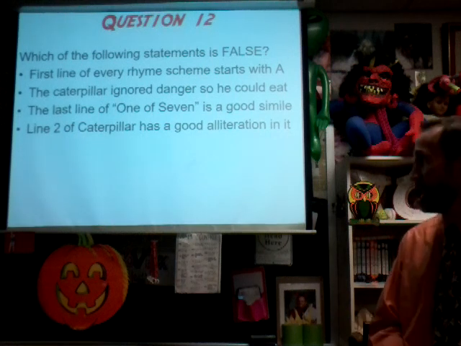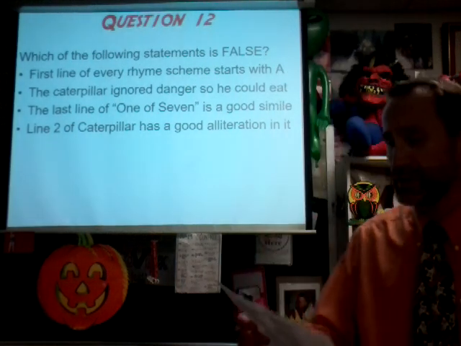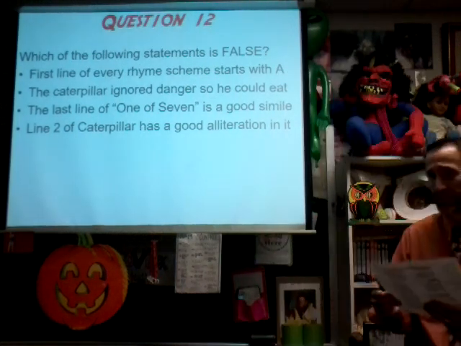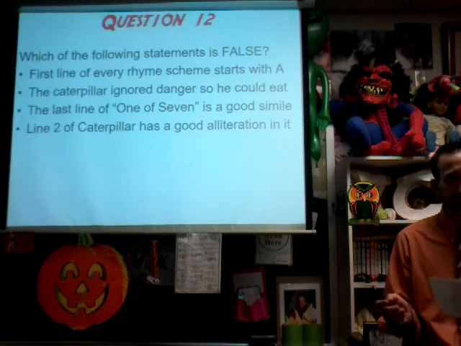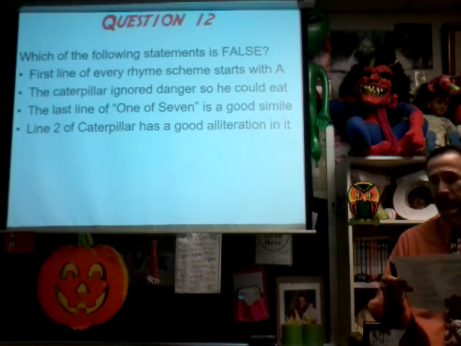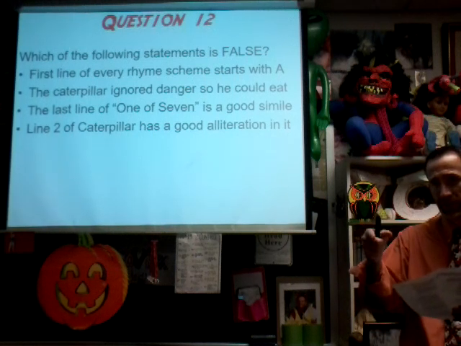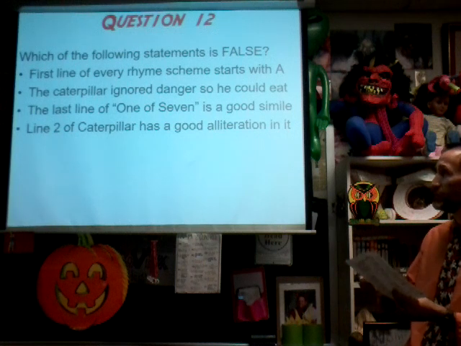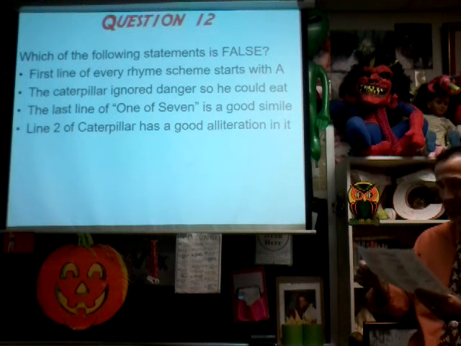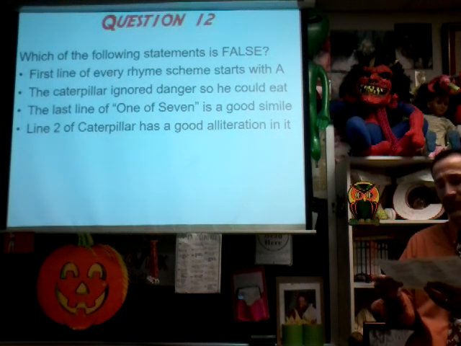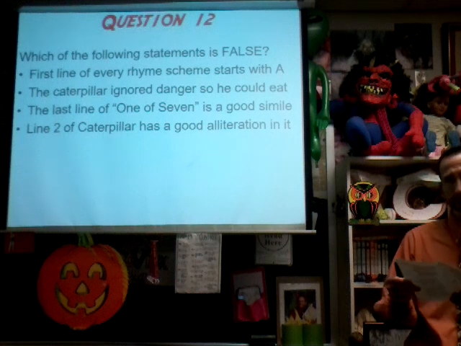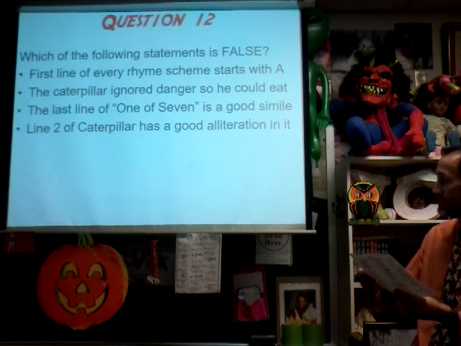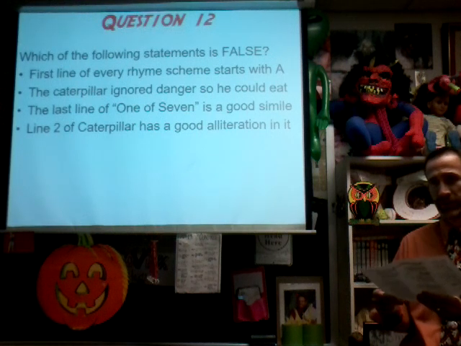Let me double check, so hang on. Line 2 of caterpillar says, a creeping colored caterpillar. Is that good alliteration? Yes. So what is your alliteration in that one? Creepy colored caterpillar. So that one will be true. The last line of 1 of 7 says, and things can gradually slip back to normal. No, that's a metaphor, so it's not a simile. It's not even both of them.